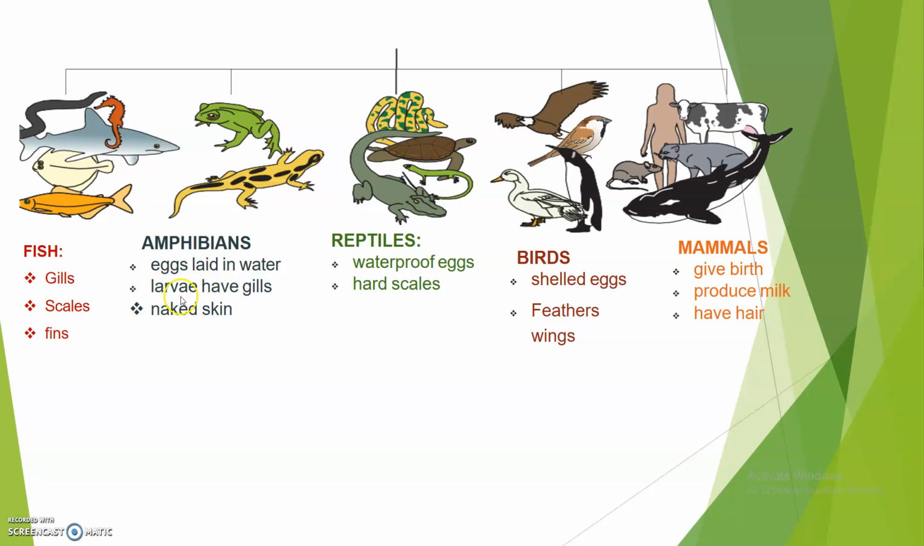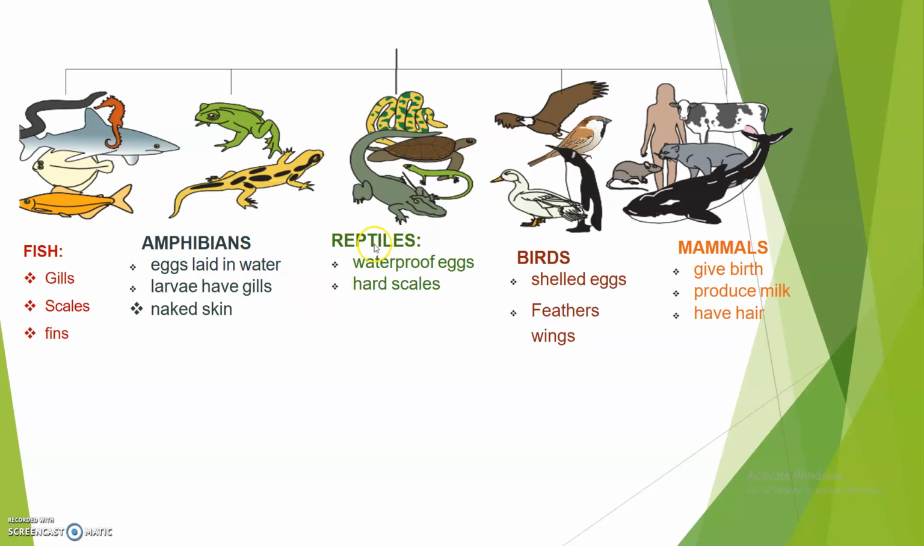Now next one is larvae have gills. So amphibians' larvae, the larvae means the small baby, we call tadpole and all, have gills. Now third one is naked skin. So their skin is naked. If you have ever touched a frog, you will understand it is slimy, smooth, and naked. Now the third point is skin is used for respiration also. So you don't have to study much about this in today's lesson.